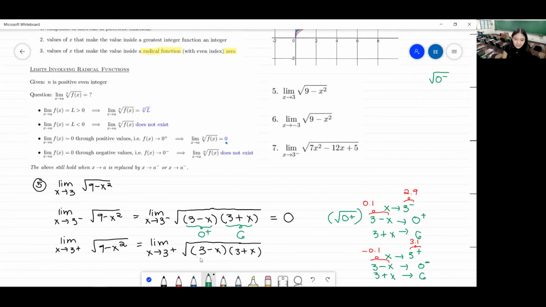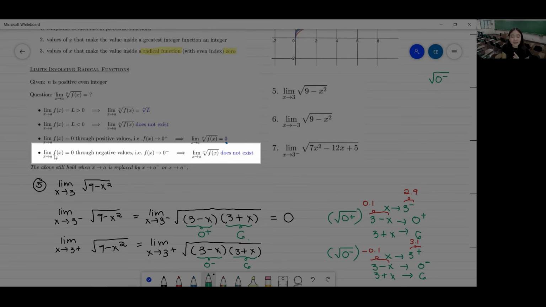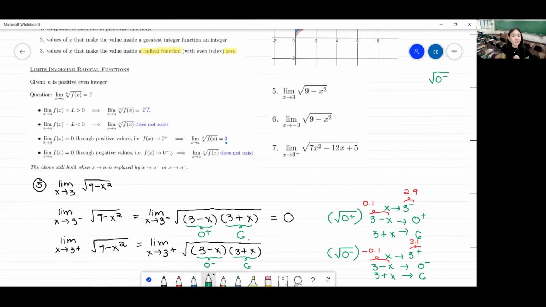I'll just write it here as a guide for us. Okay, so that their product is still a value that is close to 0 but negative. No? So yung comment natin dito, yung symbol natin dito ay actually 0 minus. And here, this applies sa fourth na bullet natin. Kapag ang radicand mo ay approaching 0 through negative values, hindi yun pwede for radicals with even indices. So therefore, your answer here does not exist.